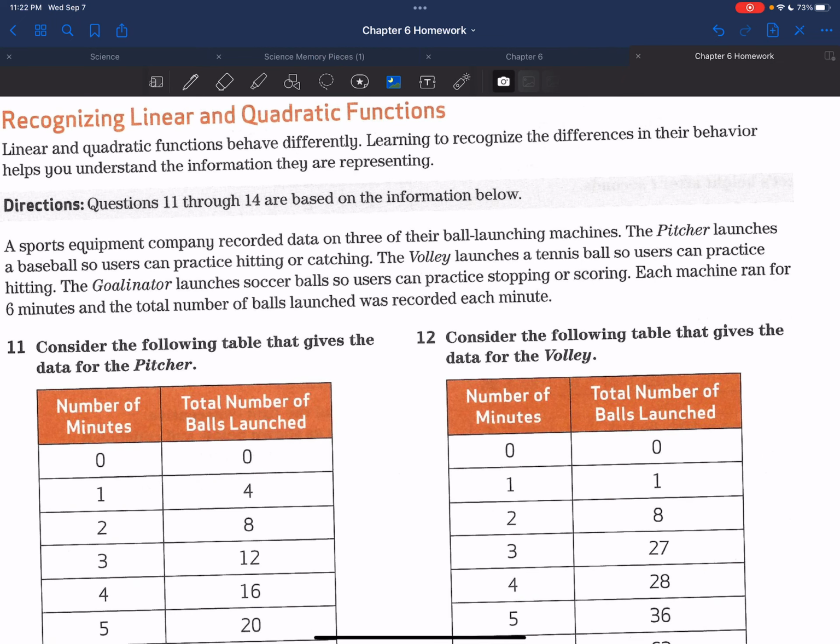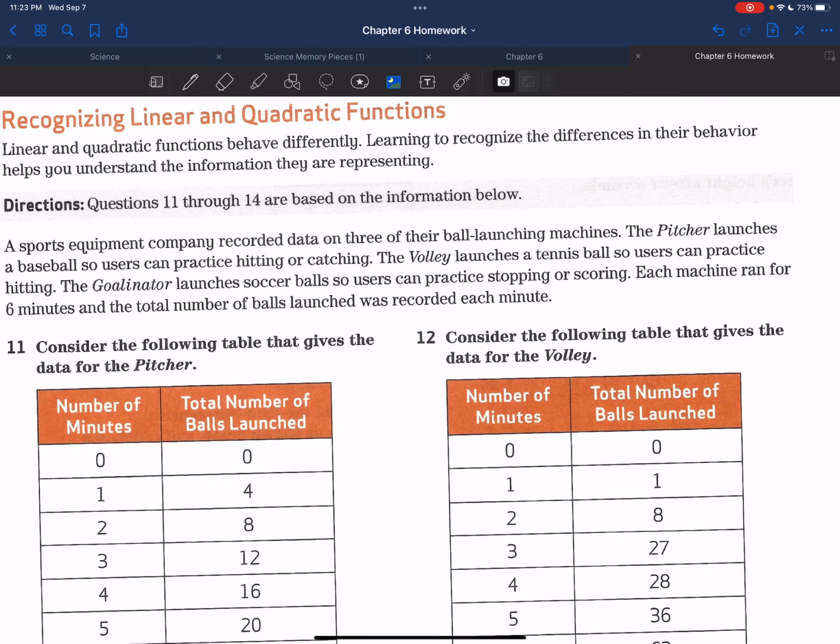A sports equipment company recorded data on 3 of their ball launching machines. The pitcher launches a baseball so users can practice hitting or catching. The volley launches a tennis ball so users can practice hitting. And the goalinator launches soccer balls so users can practice stopping or scoring. Each machine ran for 6 minutes, and the total number of balls launched was recorded each minute.